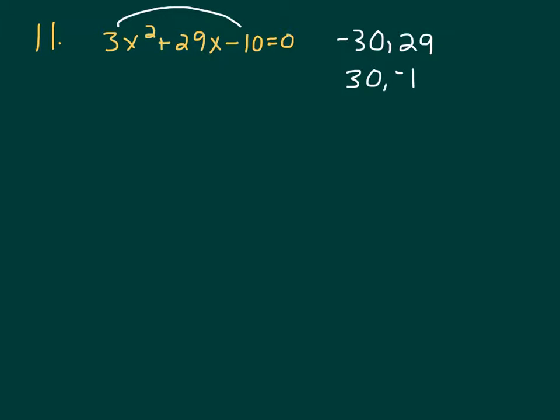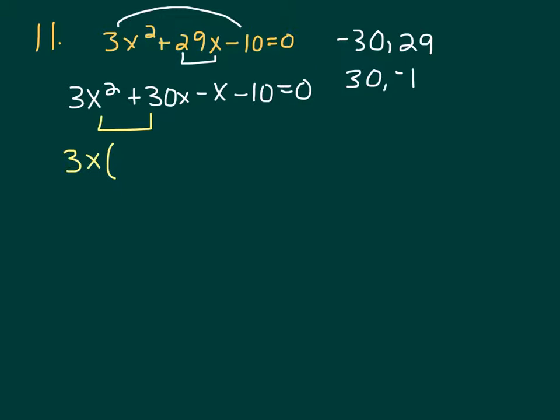So that's what we're going to split up this guy into. So we still have 3x squared. Instead of 29x, it's going to be plus 30x minus 1x, still minus 10. Now factor by grouping. Group these two. What's the greatest common factor? 3x, and then it'd be x plus 10. Remember, if we distribute out, we'll get 3x squared plus 30x.